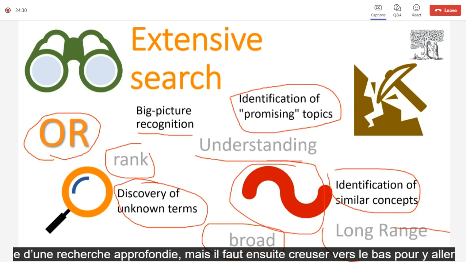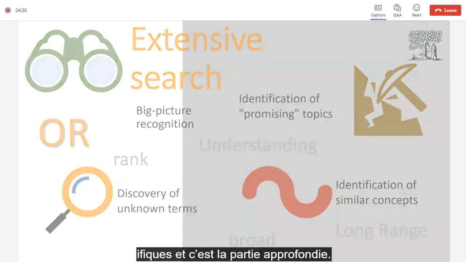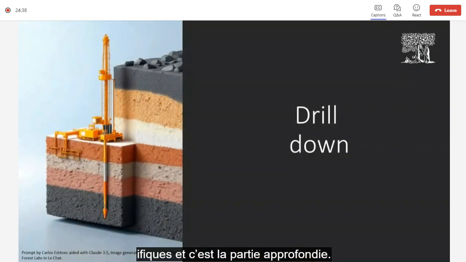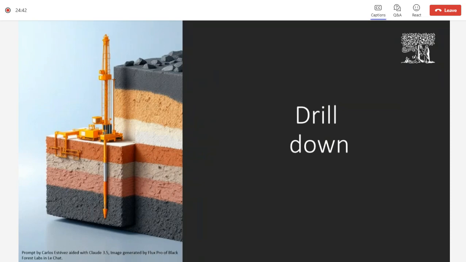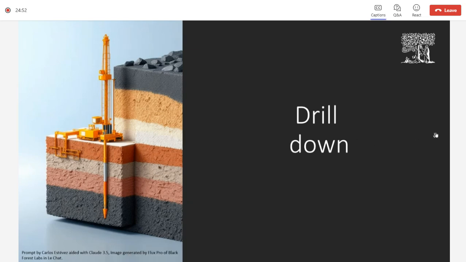But then you have to drill down to go to your specific needs. And this is the drill down part. So the cross section that we have here means that we need to find... sorry, there is some open mic here. I'm going to mute.